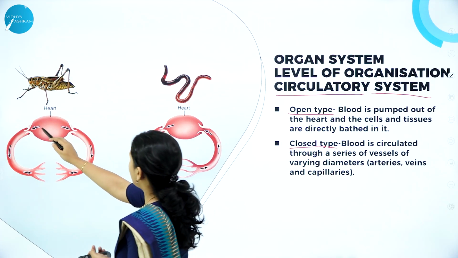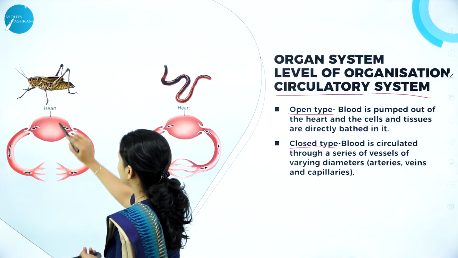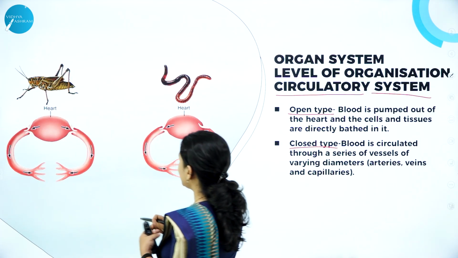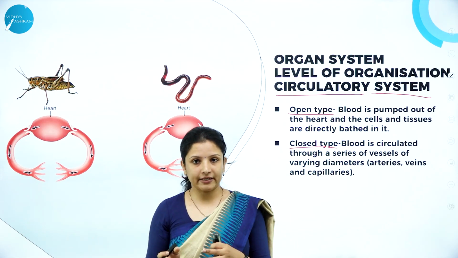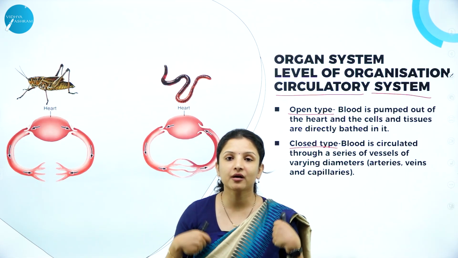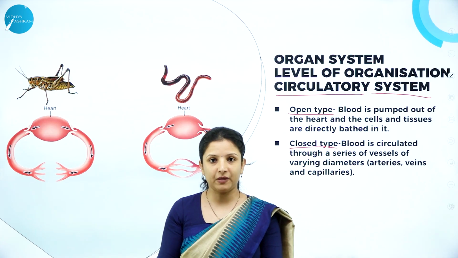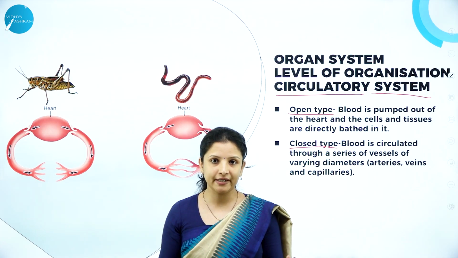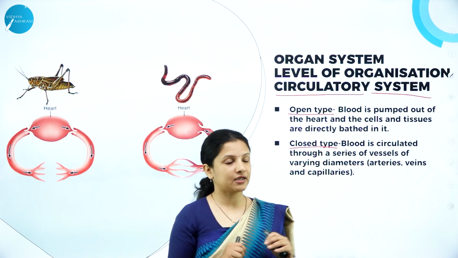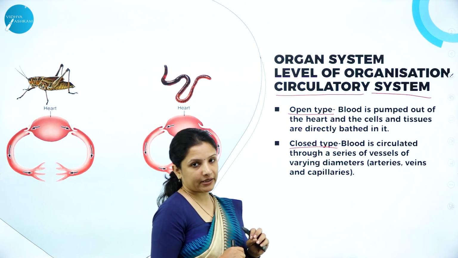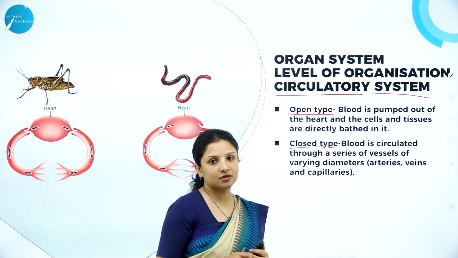So here the heart actually pumps out the blood directly, and whatever organs are there, they will get the blood. It is just like throwing a bucket of water on a group of plants. All the plants will get wet, right? Same way here, this concept is nothing but the open type circulatory system. Next, closed type circulatory system.